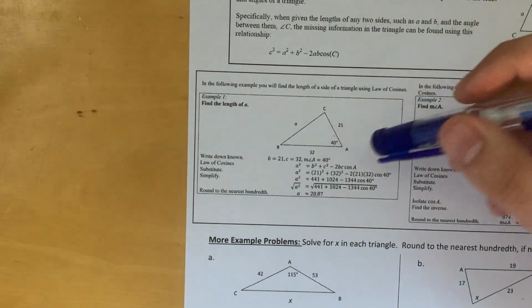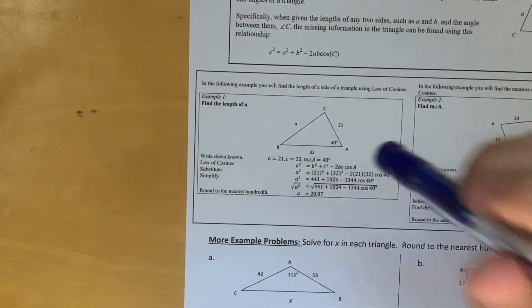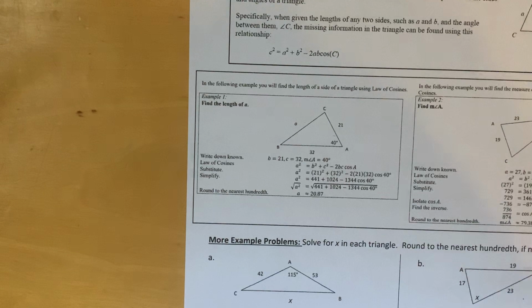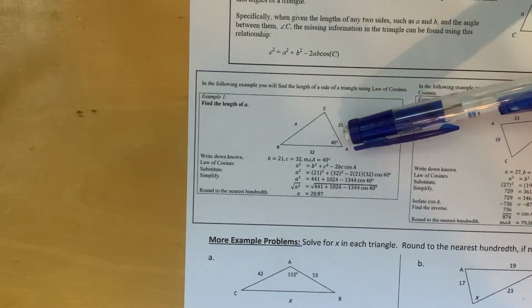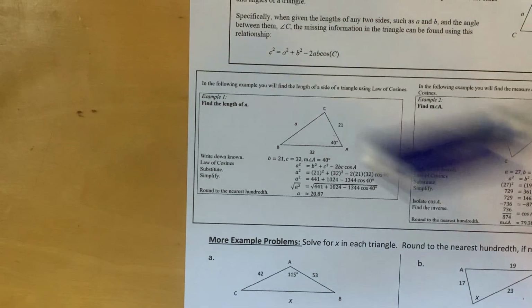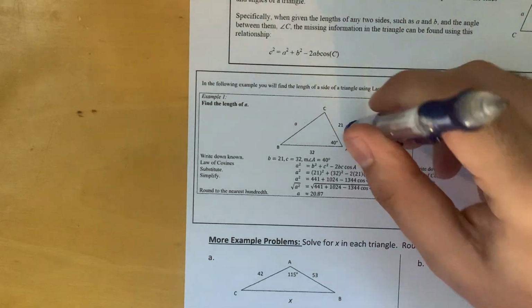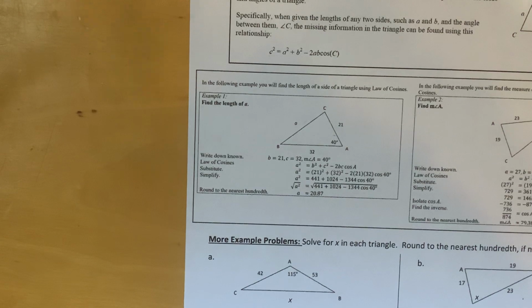So, yeah, we're going to use the law of cosines because we're trying to find the third side length, but we're only given one angle. We can't use 180 minus, we can't use the triangle sum theorem. It won't work.